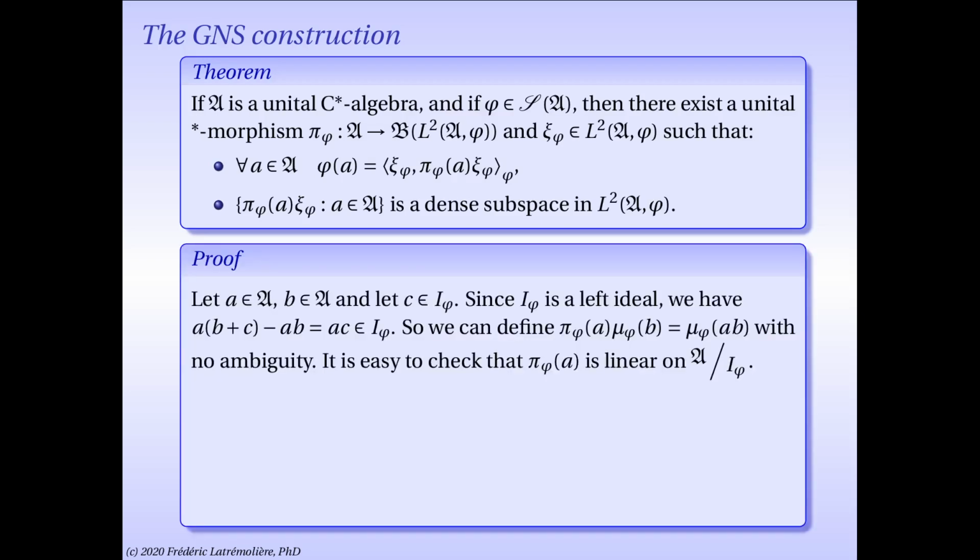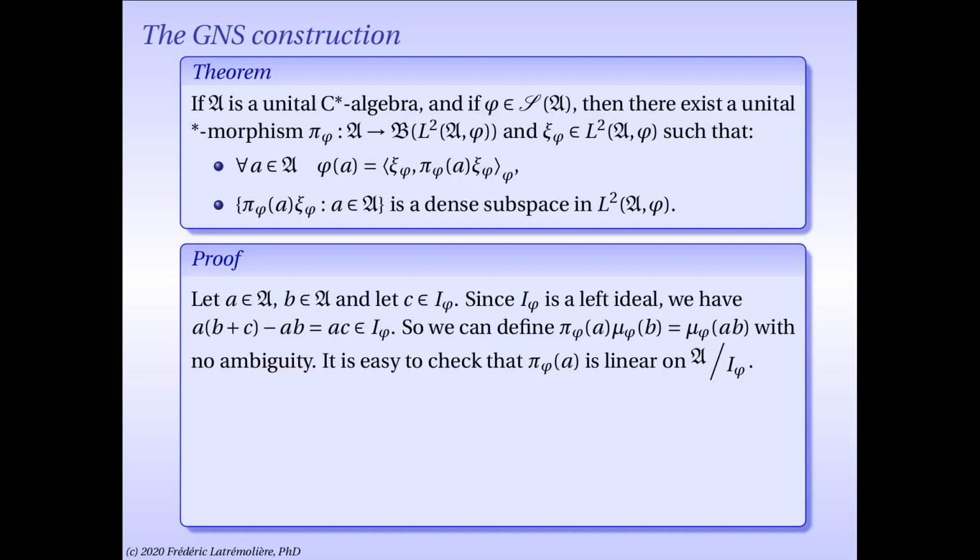Let's prove this very important result. I'm going to use the same notations as on the previous slide. So here is the idea. You pick an element A of your C star algebra. You'd like to make it into an operator on that L2 space. To do that, I'm going to use a multiplication of my C star algebra.